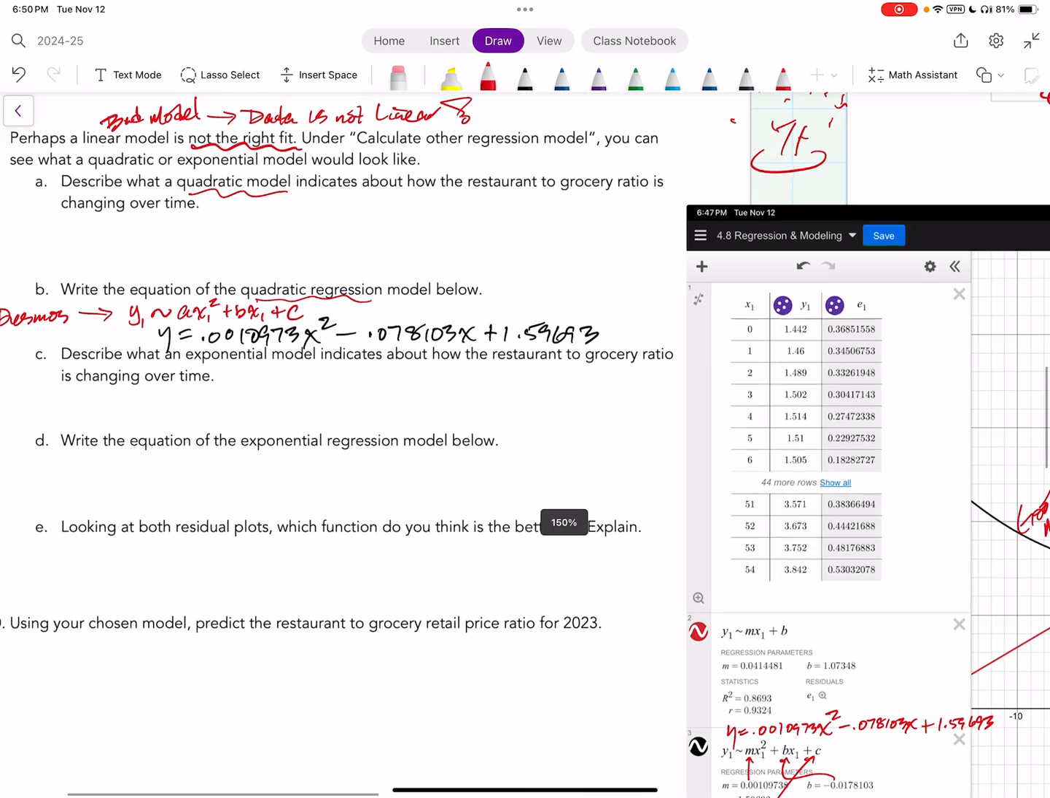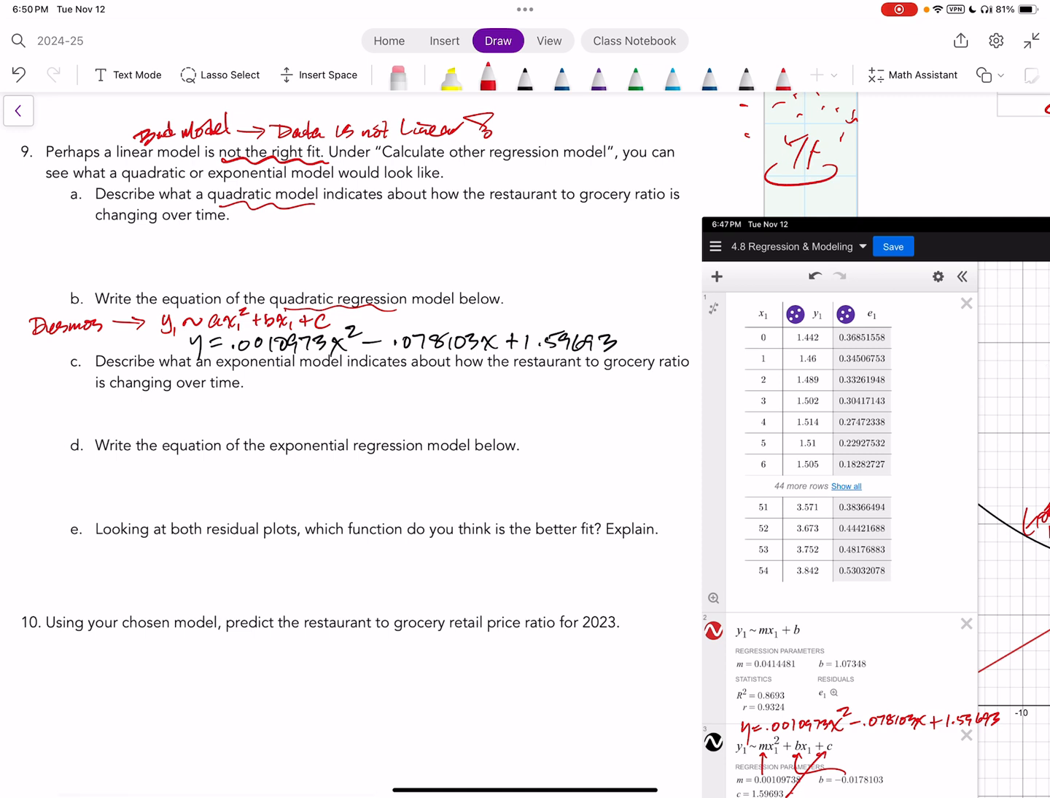But now it says describe what the exponential model indicates as it changes over time. So I'm going to focus in on the equation. Just for the sake of this lesson, I'm going to skip A and C and go right to the equations. So let's talk about the equation for the regression model. The regression model looks like y1 tilde a times b to the x1 power. That's what you type in.